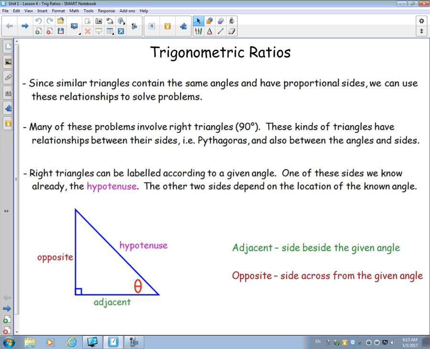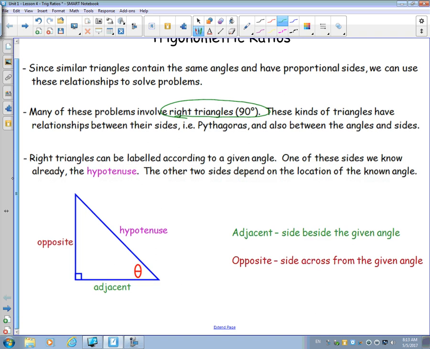So we're going to look at a special instance of this. We're going to look at triangles that involve right angles, okay, 90 degrees. These kinds of triangles have relationships between their sides. The sides have names. We're going to start labeling them. Okay. So one of these labels we already know. You already know the hypotenuse. The hypotenuse is the side across from the right angle.